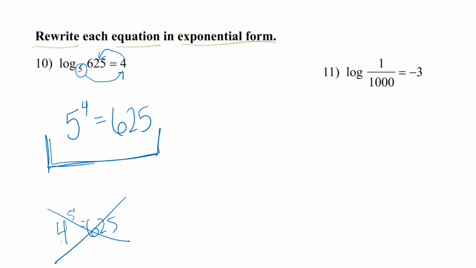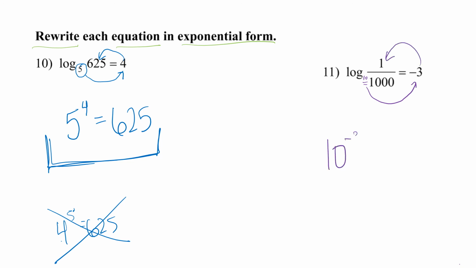Okay, number 11, moving on. Log, no base, of 1 over 1,000 equals -3. So this is where you have to remember, what is the base here? If you're thinking 10, you are correct. Now, you have to rewrite this exponentially. So this means that 10 raised to the -3 equals 1 over 1,000.